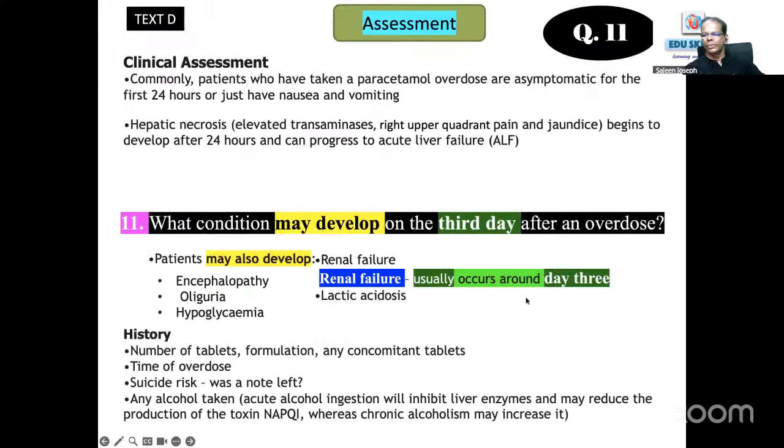Renal failure. Usually occurs around day 3. Day 3, third day. Renal failure. Okay. Renal failure usually occurs around day 3. Yes. May also develop, may develop. Patients may develop renal failure. Usually occurs around day 3, on the third day.